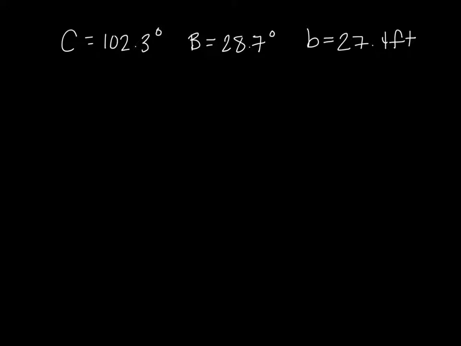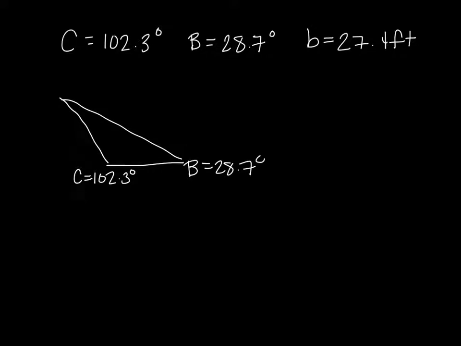Okay, so let's look at an example here. We have a triangle, and it tells us that one of the angles is 102, which means this is an obtuse triangle. So I'm going to draw an obtuse triangle. You always want to have a drawing to be able to label things with. So C is 102.3 degrees. And then B is 28.7 degrees. And side b, which would be across from B, equals 27.4 feet. Okay, so we're supposed to find what's left.